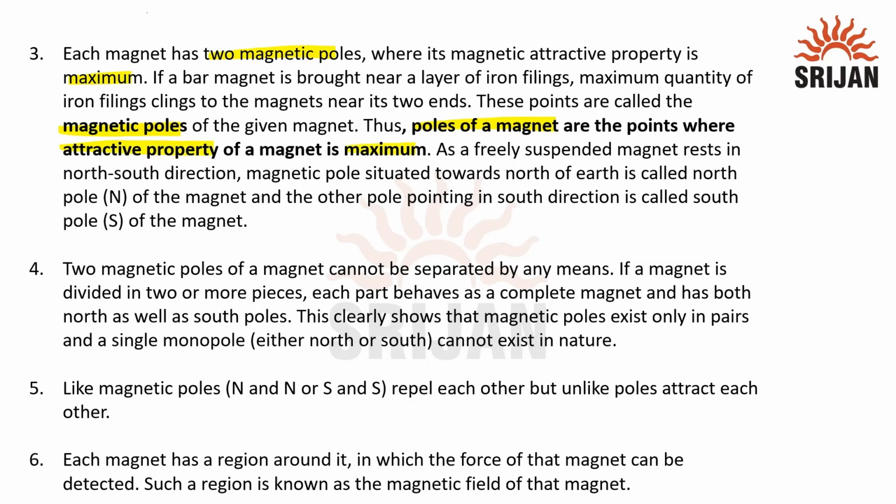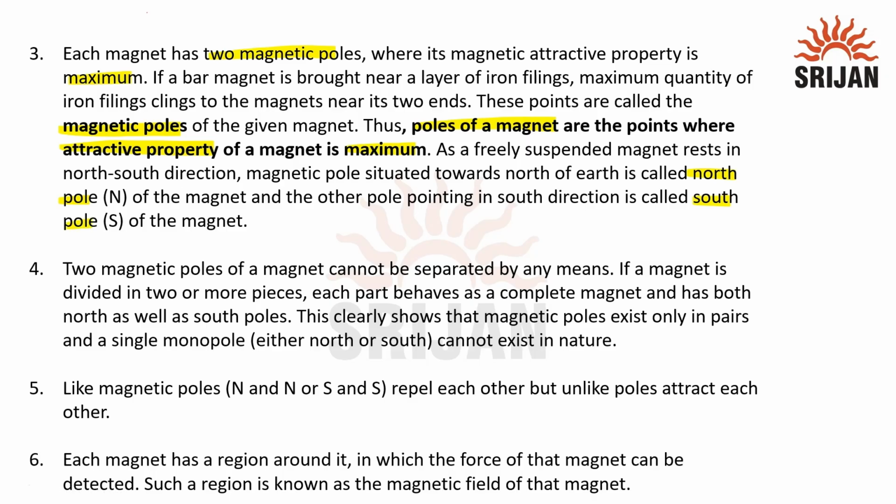As a freely suspended magnet rests in the north-south direction, the magnetic pole situated towards the north of the earth is called the north pole of the magnet, and the other pole pointing in the south direction is called the south pole of the magnet. So this property says that a magnet has two poles where the attractive property of the magnet is maximum. These are called the poles of the magnet. The magnetic pole situated towards the north of the earth is called the north pole, and the magnetic pole which points towards the south direction is called the south pole.